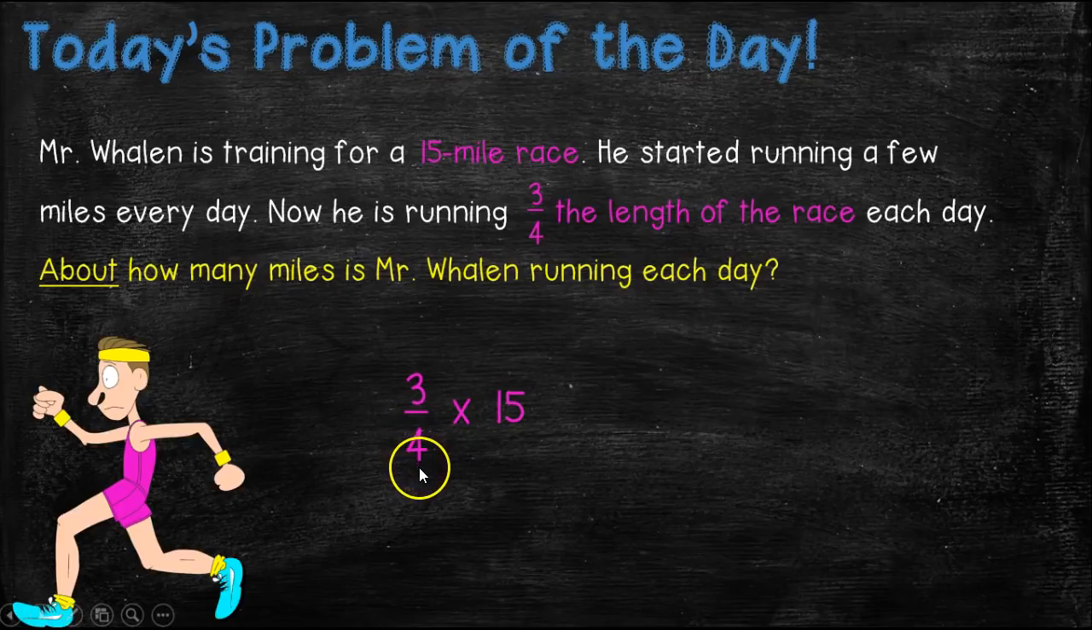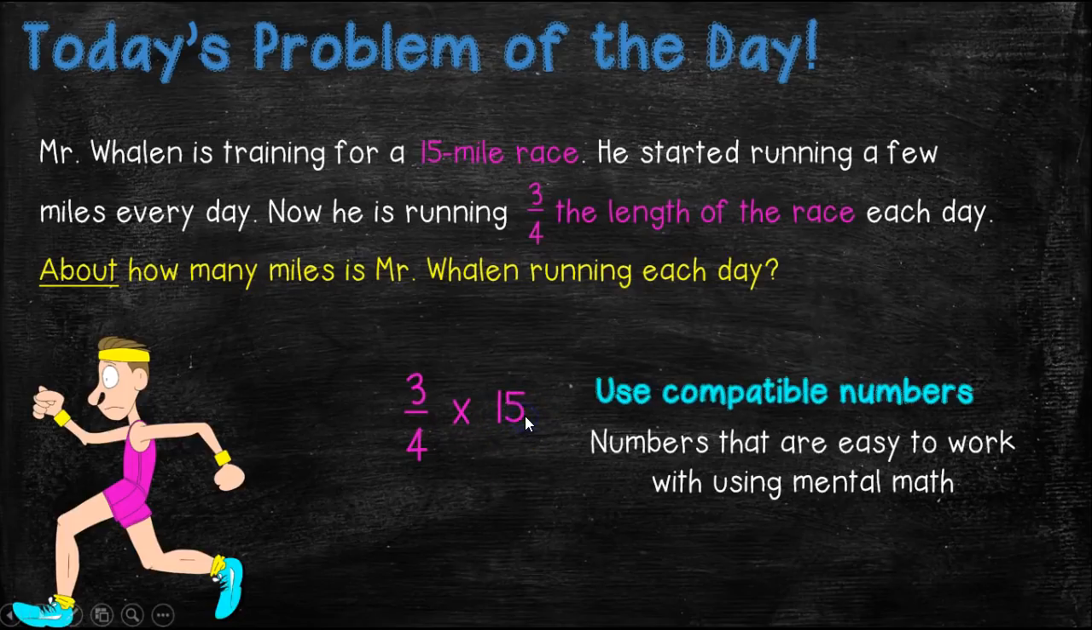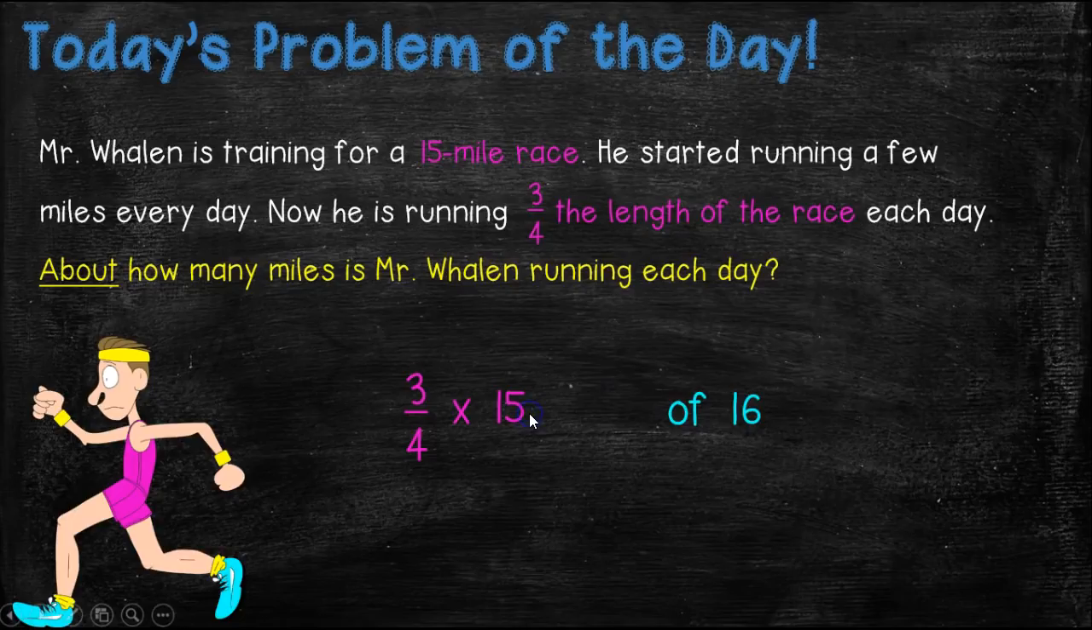So let's think about our multiples of 4 and find something that's close to 16. So we have 4, 8, 12, 16. So we're going to change the 15 to the 16 using compatible numbers. Again, numbers that are easy to work with mentally. So our new problem is going to be 3/4 of 16.